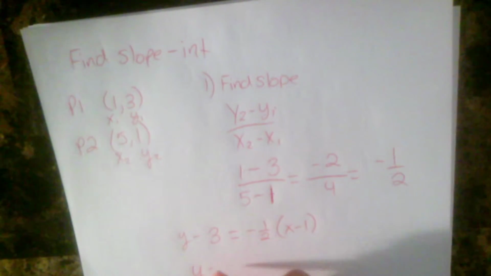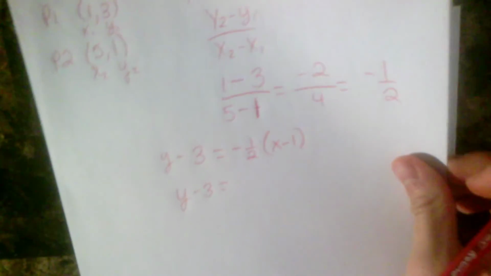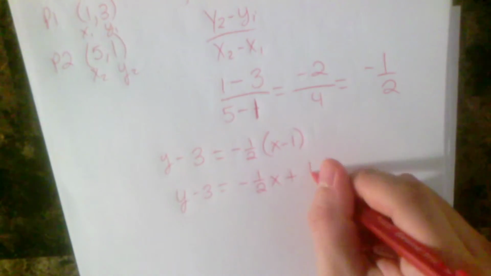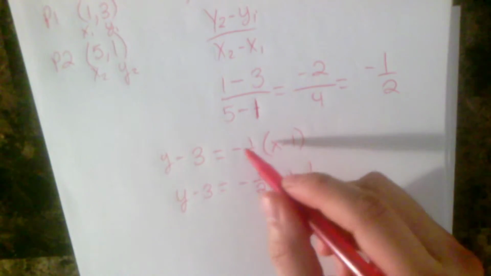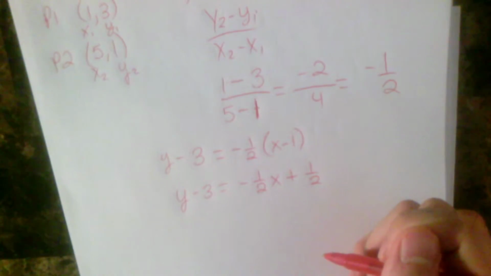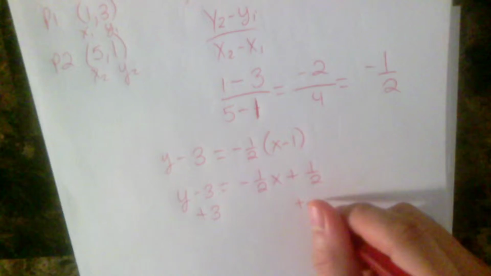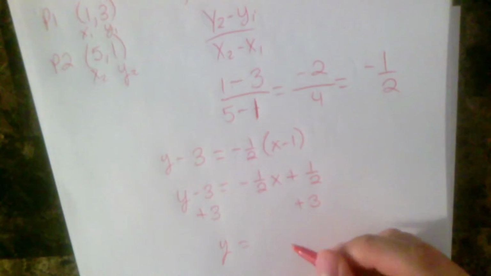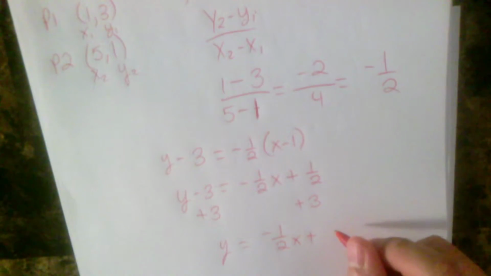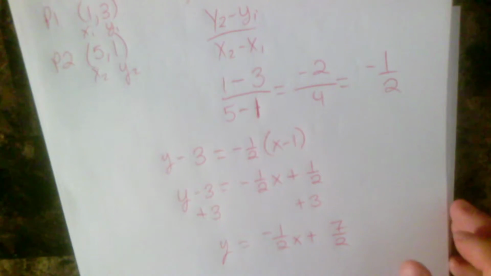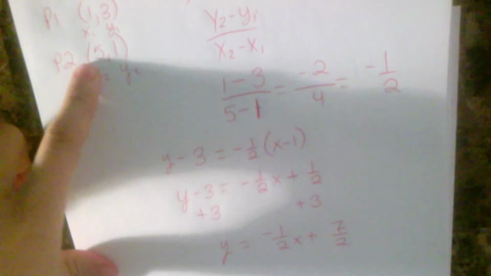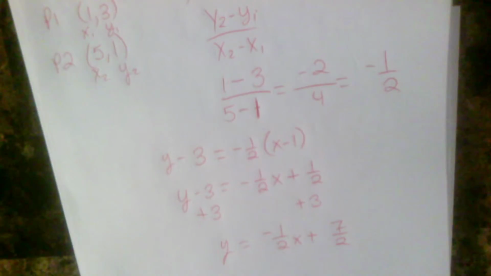Go ahead and distribute. So y minus 3 equals negative 1 over 2x, and then plus 1/2. Negative 1/2 times negative 1, a negative times a negative is a positive, and anything times 1 is itself. Okay? And then let's go ahead and add 3 to both sides. We get y is equal to negative 1 over 2x plus 7 over 2. There you go. That's how to do it. If you had used the other point, 5 comma 1, you would have ended up with the same answer, so you're fine.